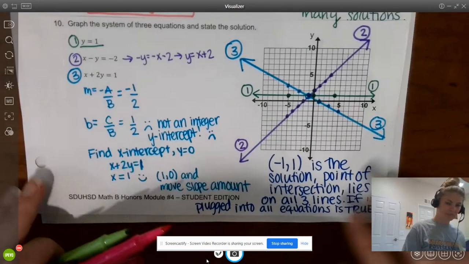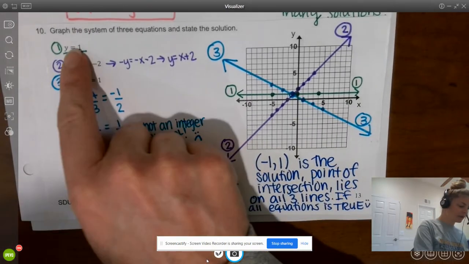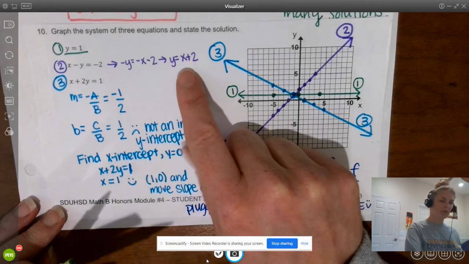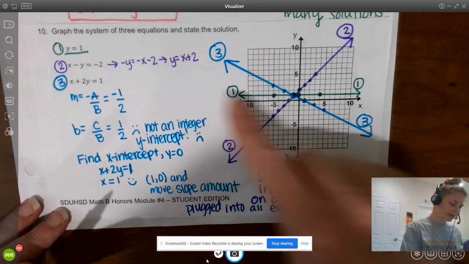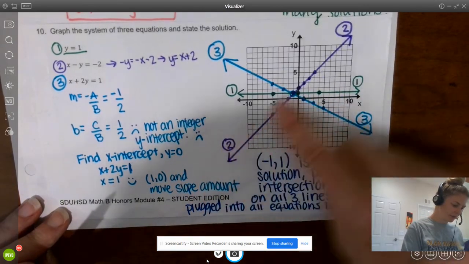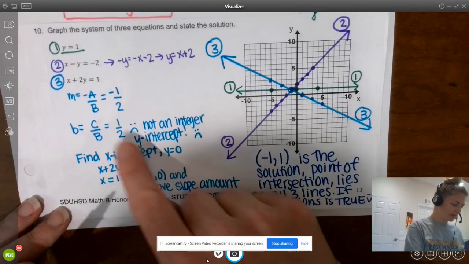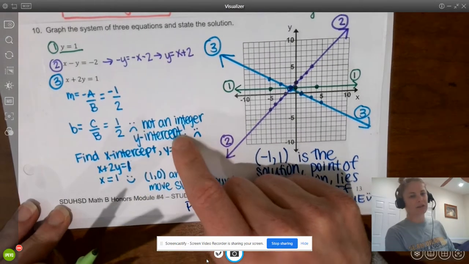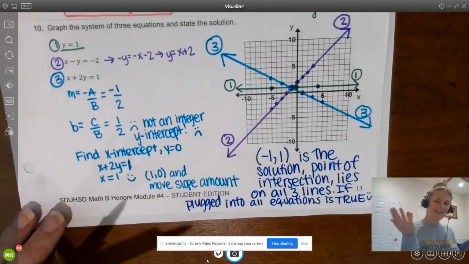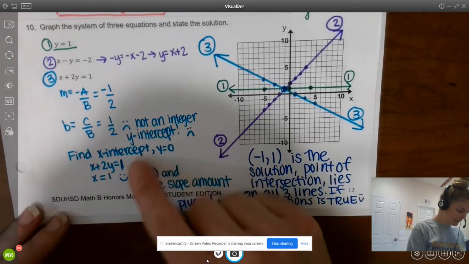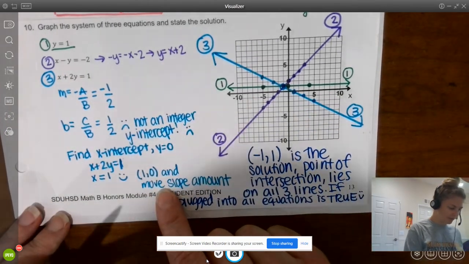Okay, so let's see how we did. y equals 1 is a horizontal line, so that's my equation 1. My second equation I rewrote in slope-intercept form, so I had a y-intercept of 2 and then a slope of +1. And my third equation, I started to use the ratios, but I noticed my y-intercept wasn't an integer. Oh no! So I decided to find my x-intercept and then move slope amount.